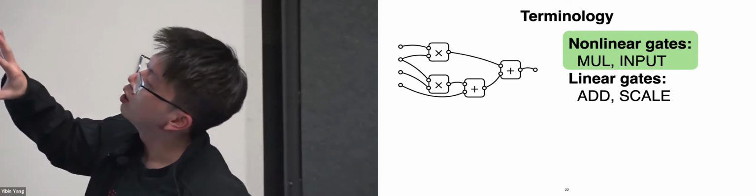Okay, and let me set up some terminologies. As you already get the sense of in the first half of this talk, the linear gate is usually cheap. So in this work, we're just going to count the cost as how many non-linear gates we use, meaning how many multiplication gates we need to use and how many input gates we need to use.